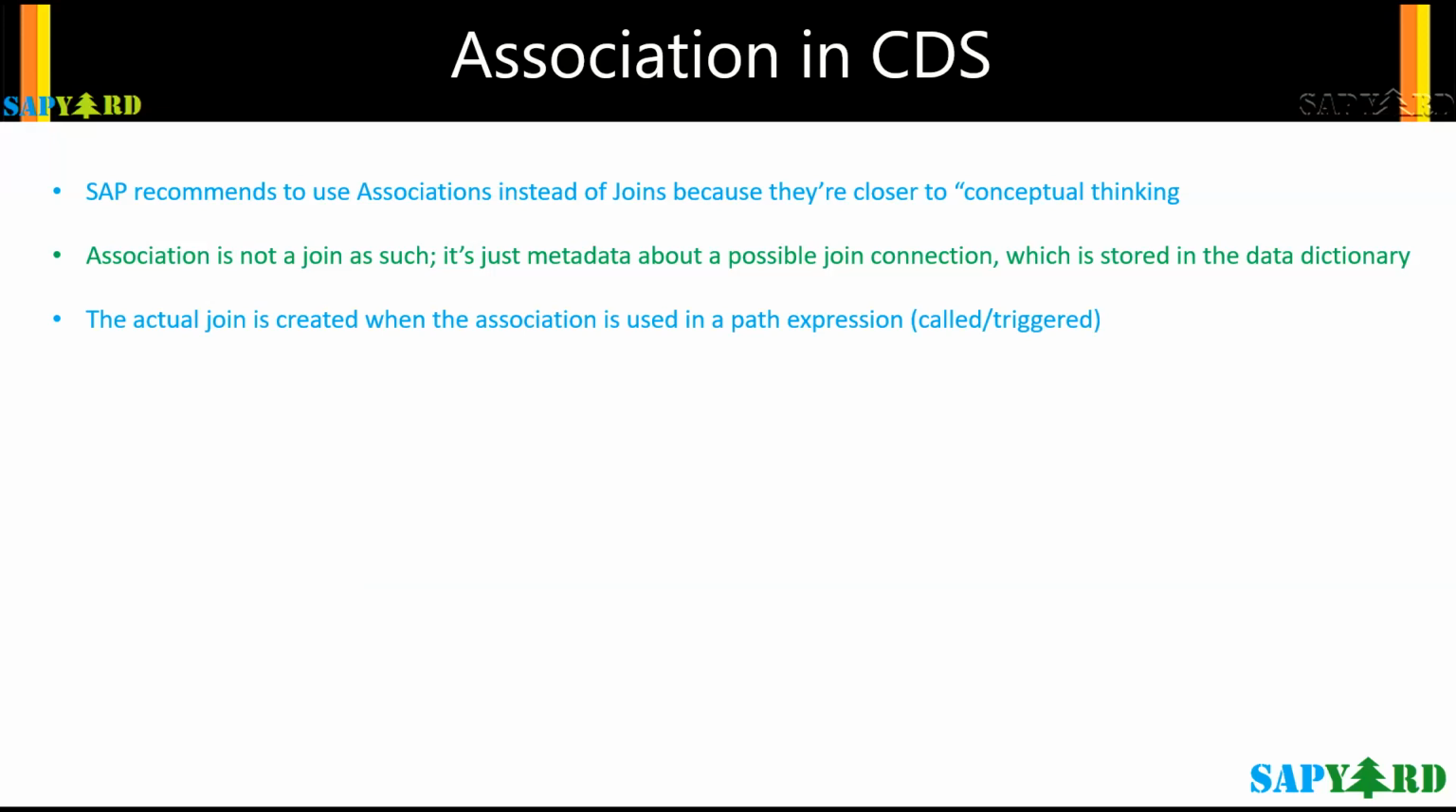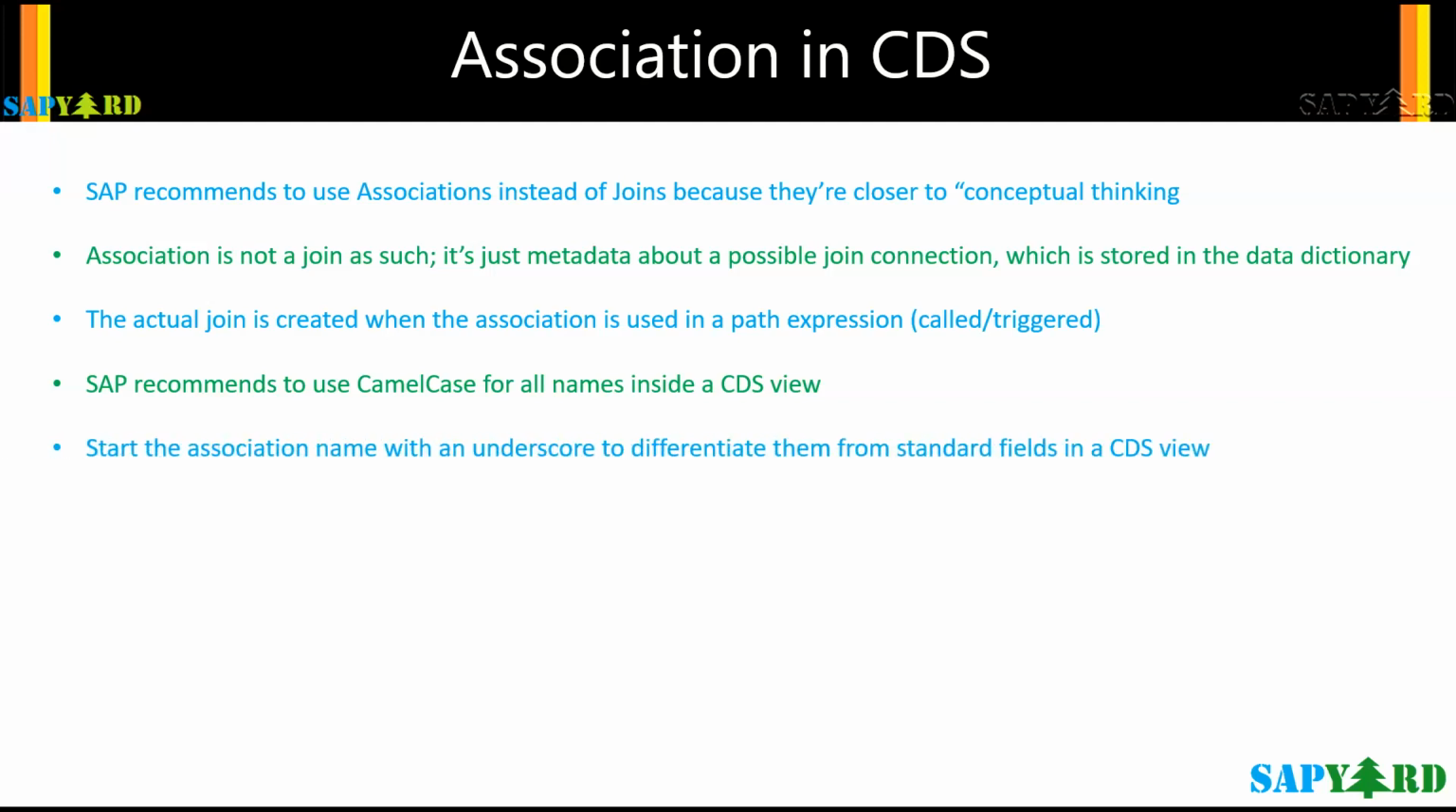The third point says that the actual join is created when the association is used in path expressions. That's what I was talking about, and we'll see that. There is a convention to use camel case for all the names in a CDS view, and the same convention also holds good for associations as well. And usually the association starts with an underscore. So if you see any field or any element in your CDS view which starts with an underscore, don't be confused. It is nothing but an association. So with this concept, let us go to the next slide where we will check cardinalities in associations.